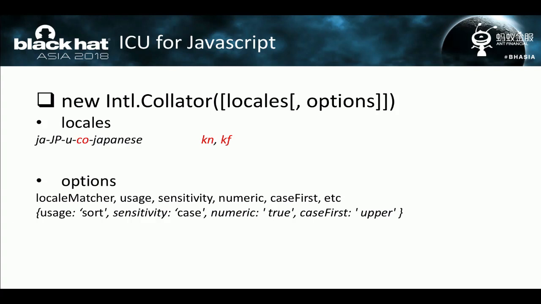Intl.Collator is a constructor for collators, objects that enable language-sensitive string comparison. The locale argument is like the number format's, except the Unicode extension key can be co, kn, or kf. The options is like the number format's too, but the properties are mostly different. The different properties are usage, sensitivity, numeric, and caseFirst.